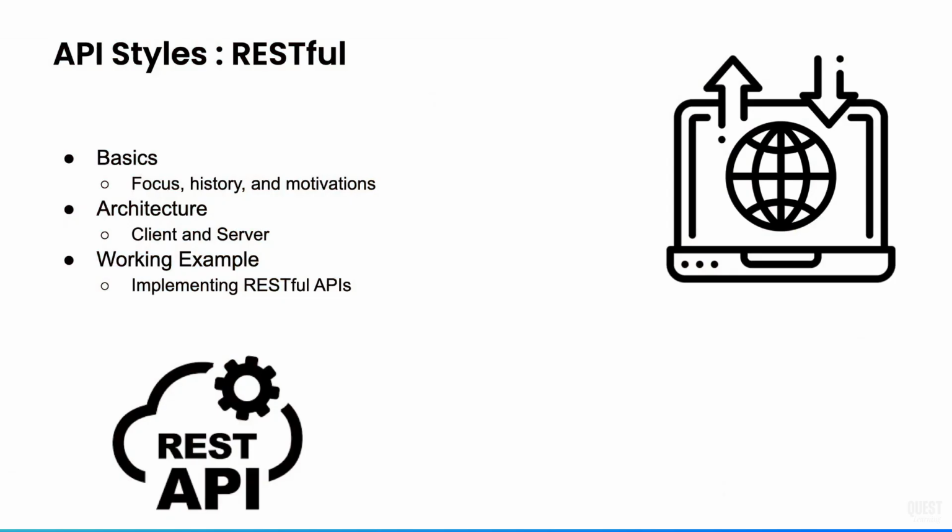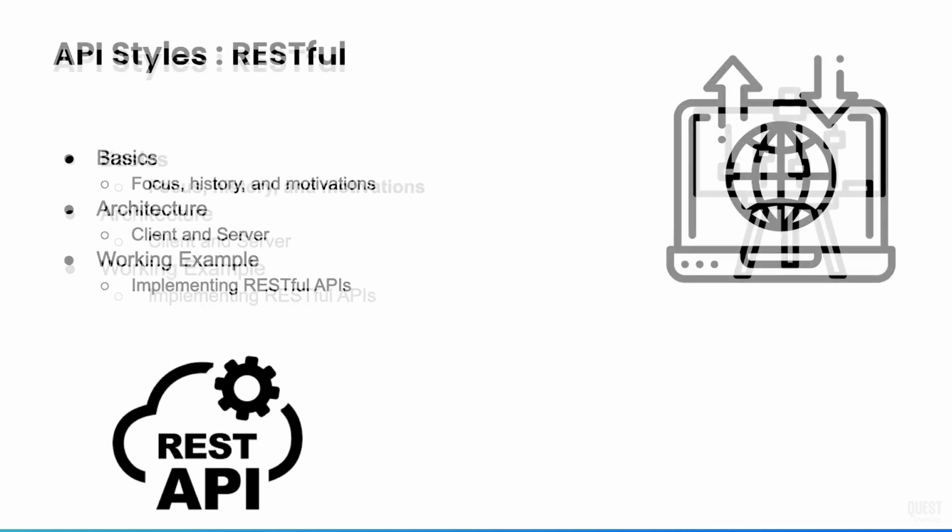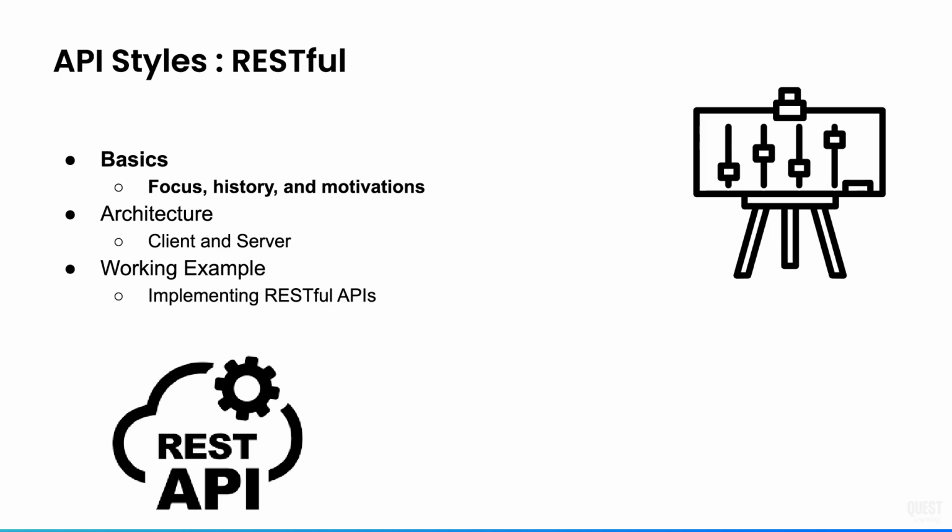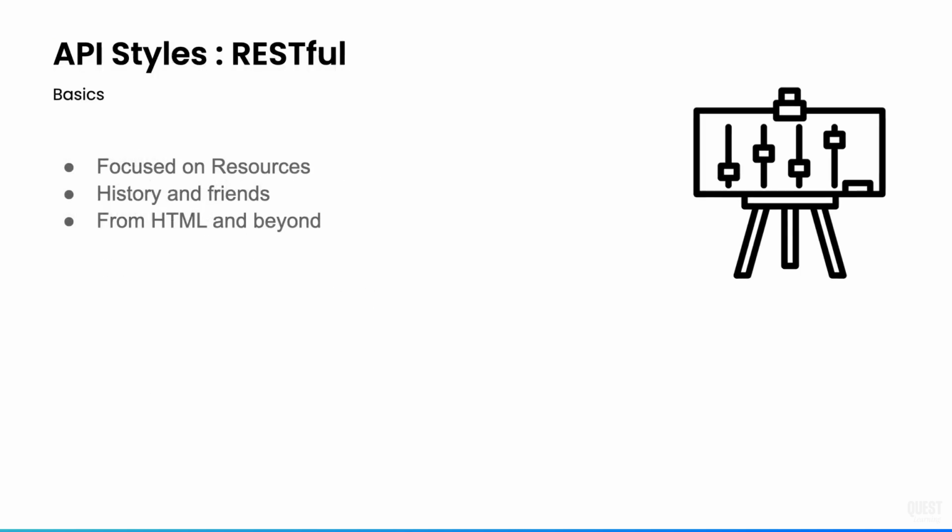Okay, continuing to dig into these various styles, let's focus on the RESTful style, one of the more popular API styles. Again, we're going to talk about some basics, focus, history, and motivations. We're going to talk about the client-server architecture and how RESTful uses that architecture to expose resources. And then we'll look at a working example of a RESTful API based on the same hello service that we've used in the past. So, what's the focus? What's the history? What are the motivations for this RESTful API?